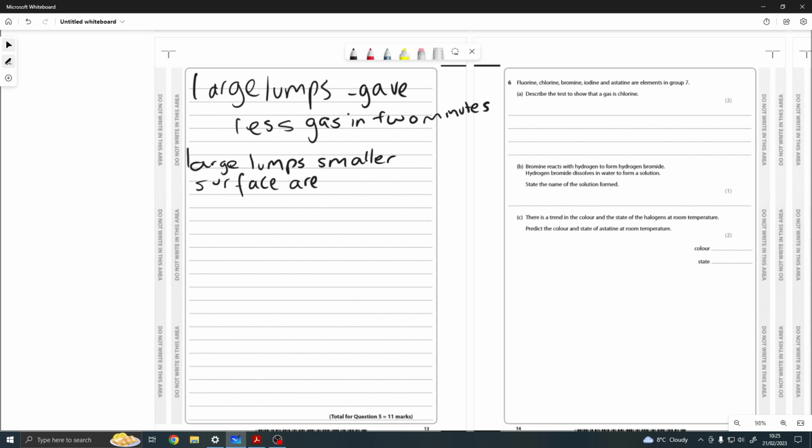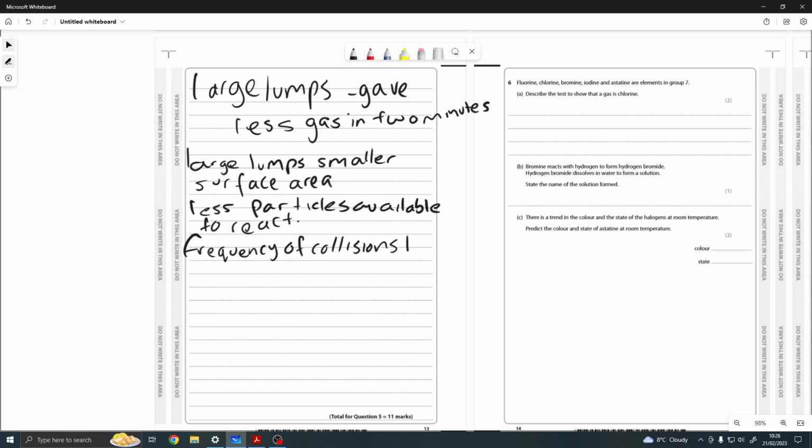Large lumps have a smaller surface area. So they're all clumped together. That means there are less particles available to react. Now, if there are less particles available to react, the frequency of collisions will be lower. There are less frequent collisions, basically, and that means the rate is slower.